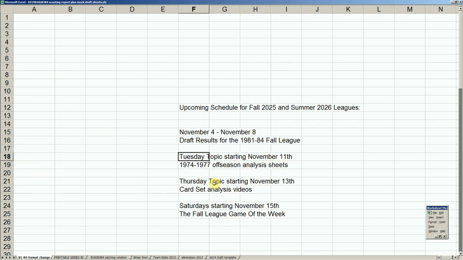The Thursday topic on the 13th of November is actually a video of the cards themselves being analyzed beginning in 1974. So it'll be the 1974 American League East and the 1974 American League North will be evaluated on the 13th. Then on the 15th of November, that'll be the first Fall League game of the week running on Saturdays throughout the fall.